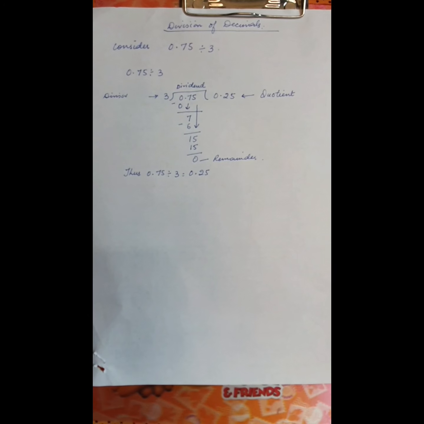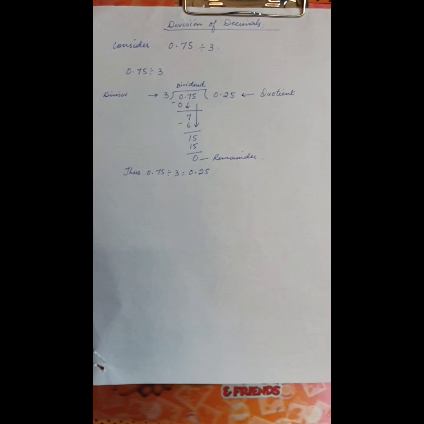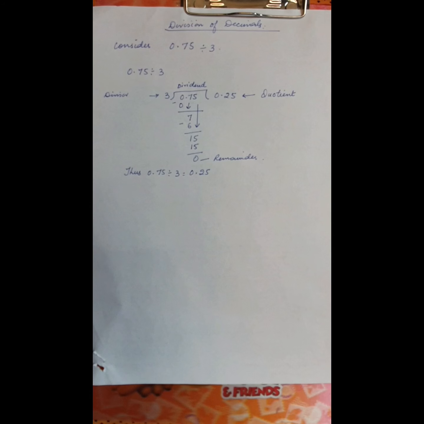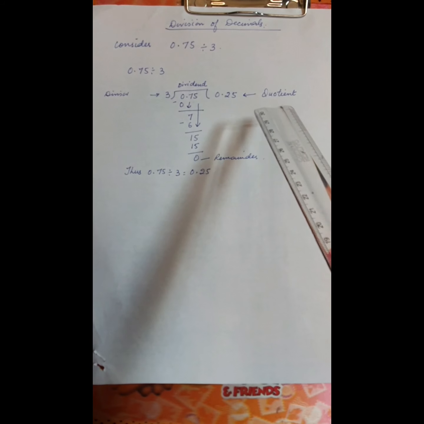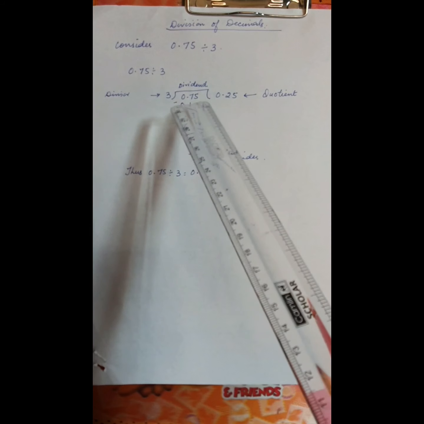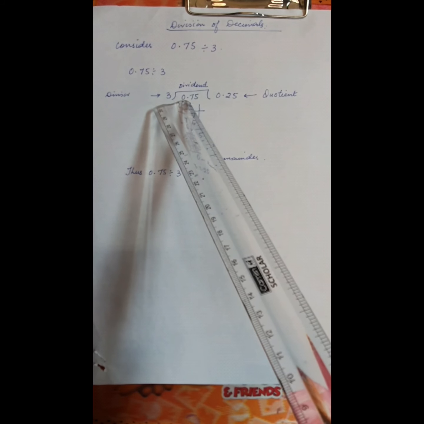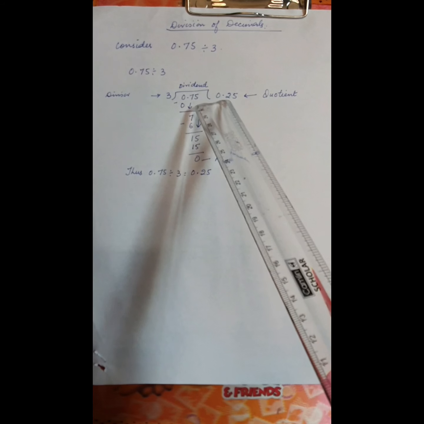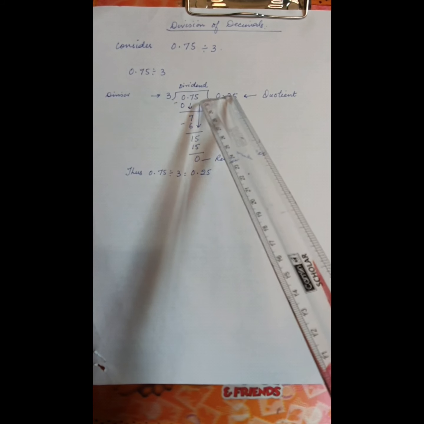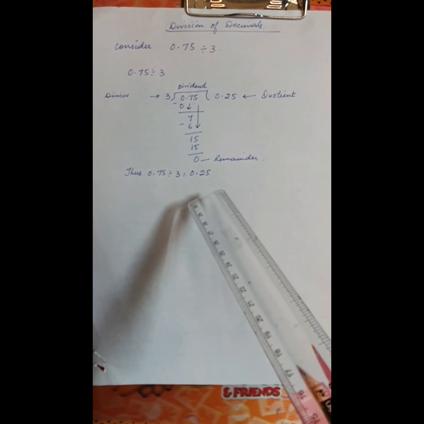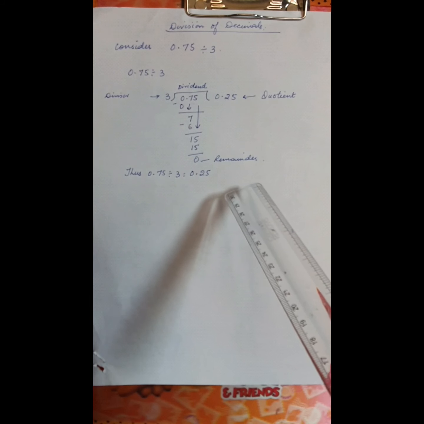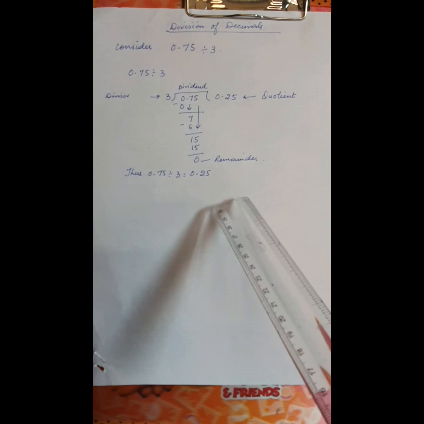Now, division of decimals. Carry on the division in the same way as in case of whole numbers, ignoring the decimal point. Put the decimal point in the quotient just above the decimal point in the dividend. For example, here you have two digits after decimal point. That means in the quotient also you should have two digits after decimal point. If the last remainder is other than 0, write as many zeros to the right of the dividend as necessary to make the remainder 0.